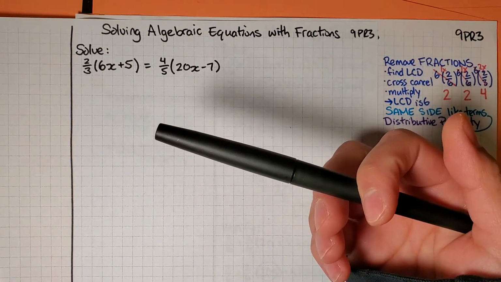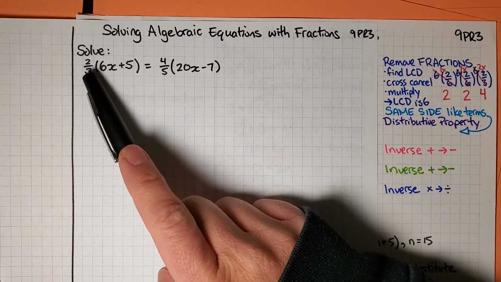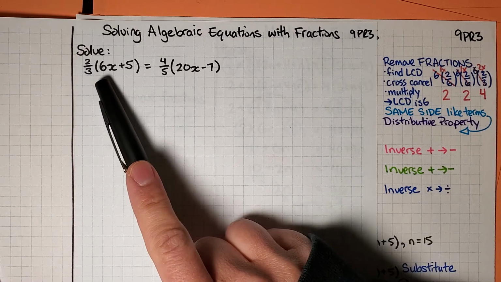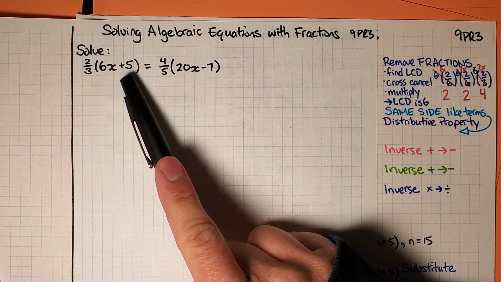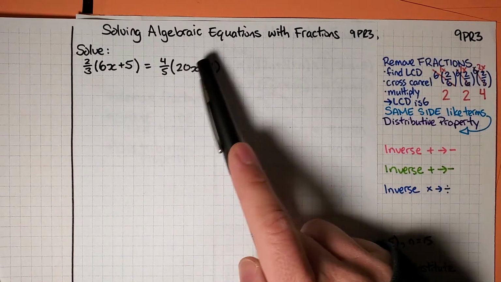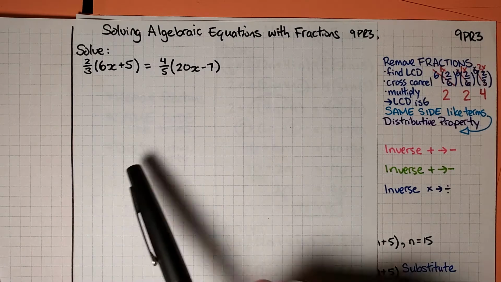So variety, you know. So here's the equation. You have 2/3 on the outside of brackets. Inside the brackets, 6x plus 5 equals 4 over 5. And then in brackets beside it, 20x minus 7.